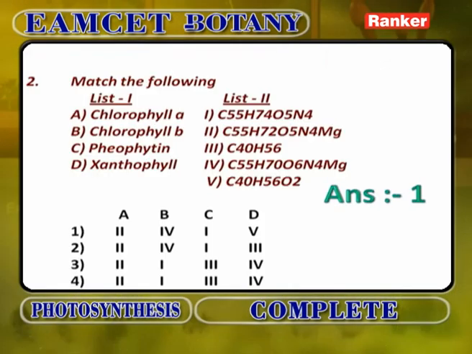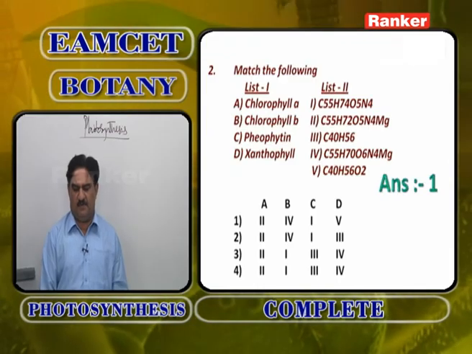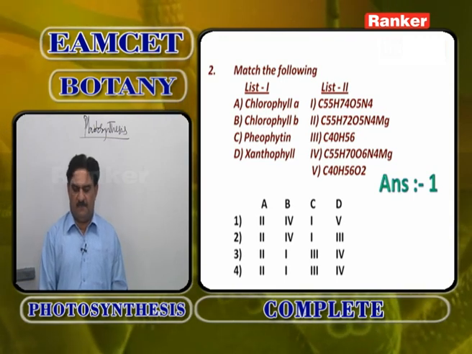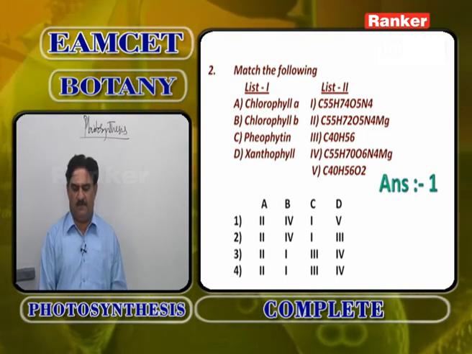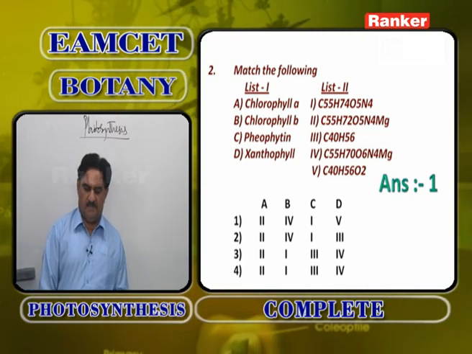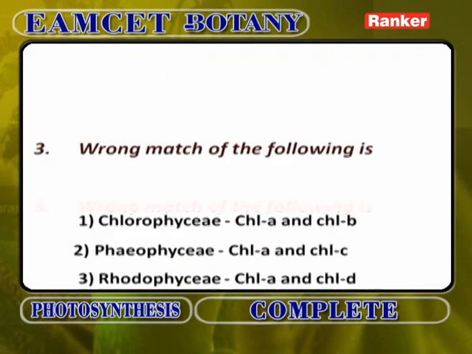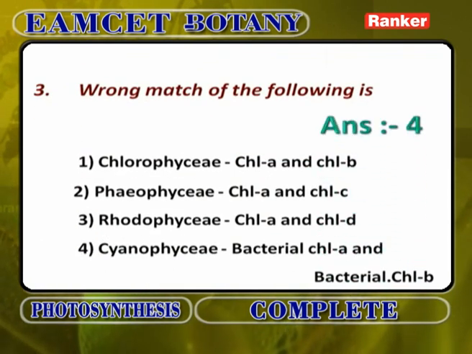Then xanthophyll. Xanthophyll is C40H56O2, an oxygenated hydrocarbon. Carotene is C40H56. So, chlorophyll A is C55H72O5N4Mg. Chlorophyll B is C55H70O6N4Mg. Phaeophytin is C55H74O5N4. Xanthophyll is C40H56O2. Here the third option, C40H56, is carotene.